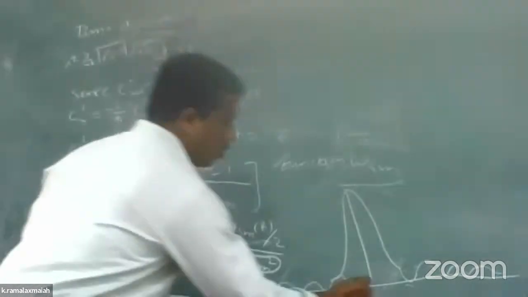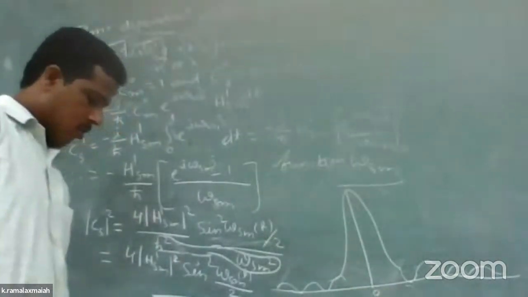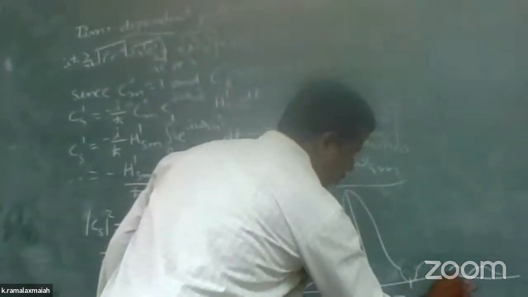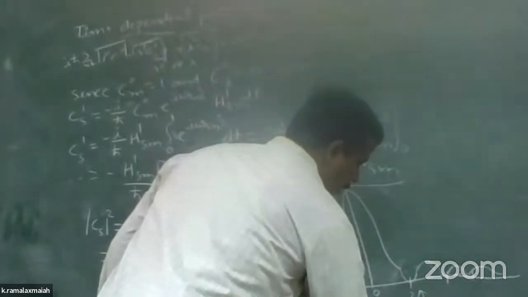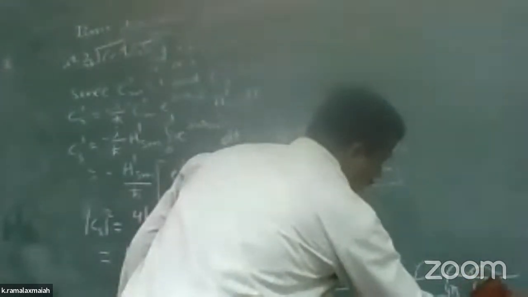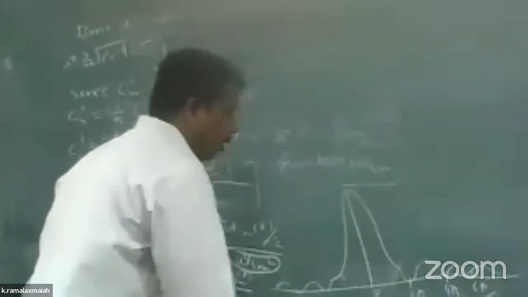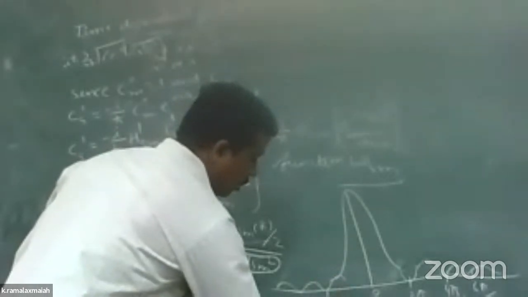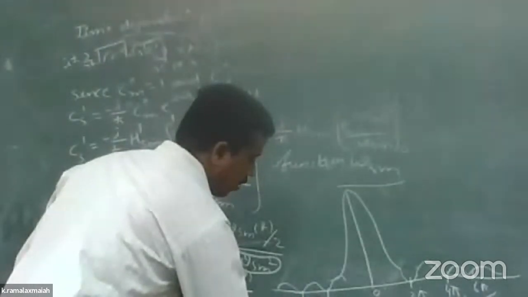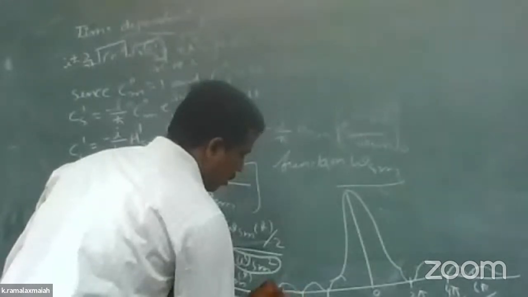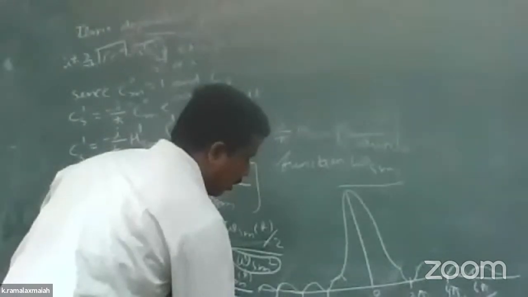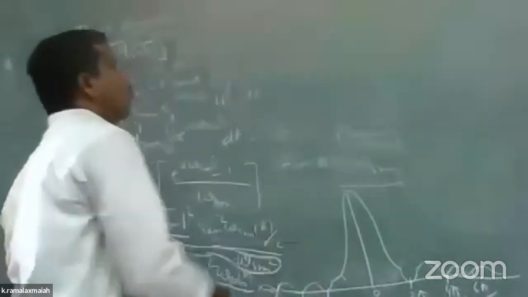So here is 0, 2π/t, 4π/t, and 6π/t. This is a positive function. We also have here minus 2π/t, minus 4π/t, and minus 6π/t. This is the wave of the function.